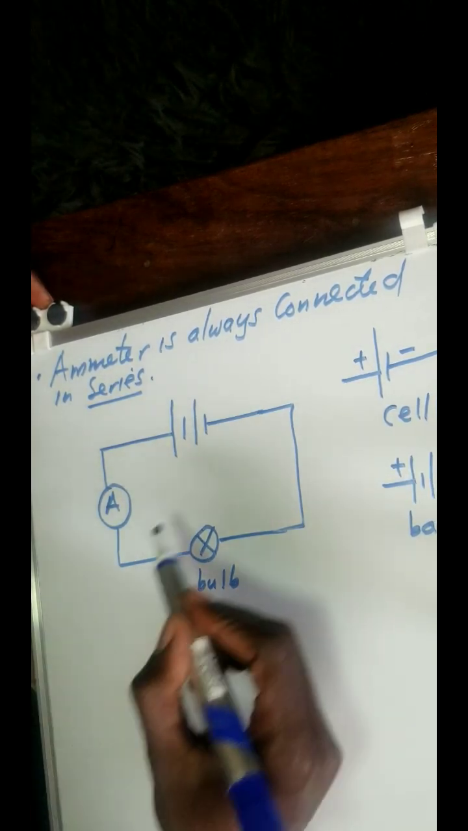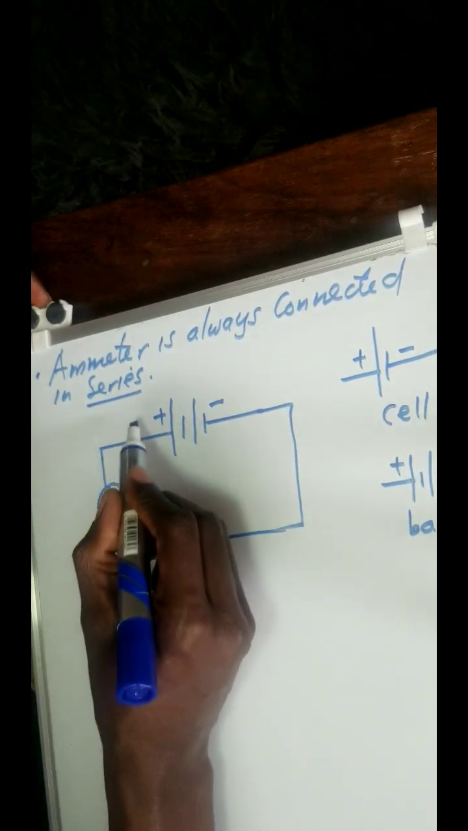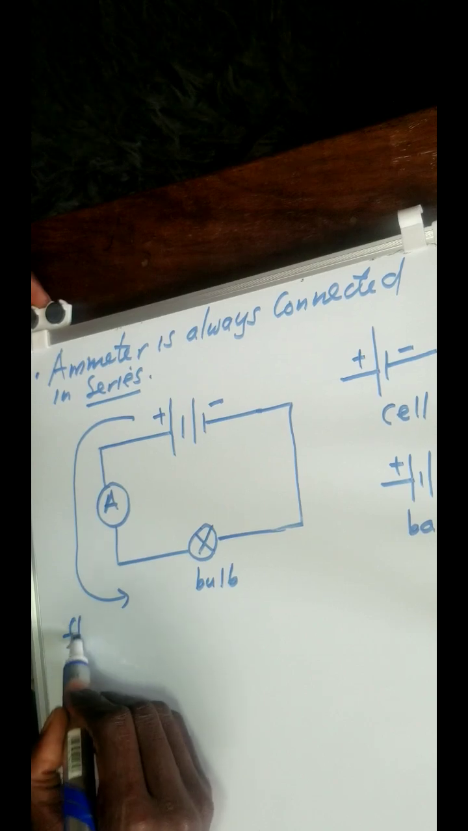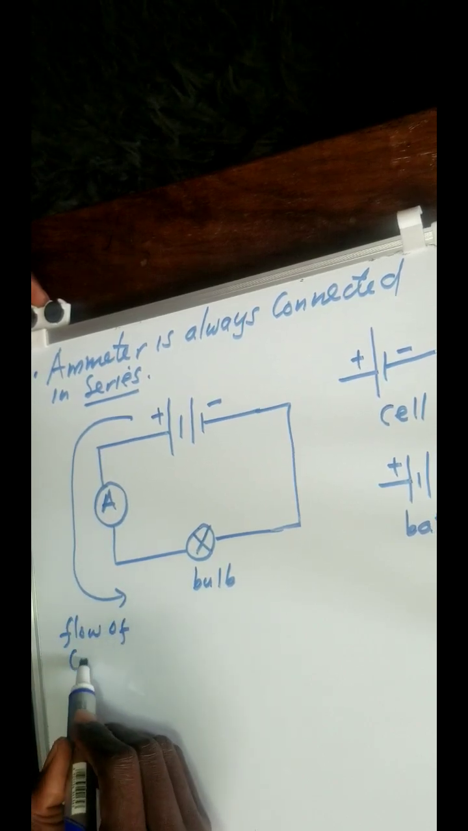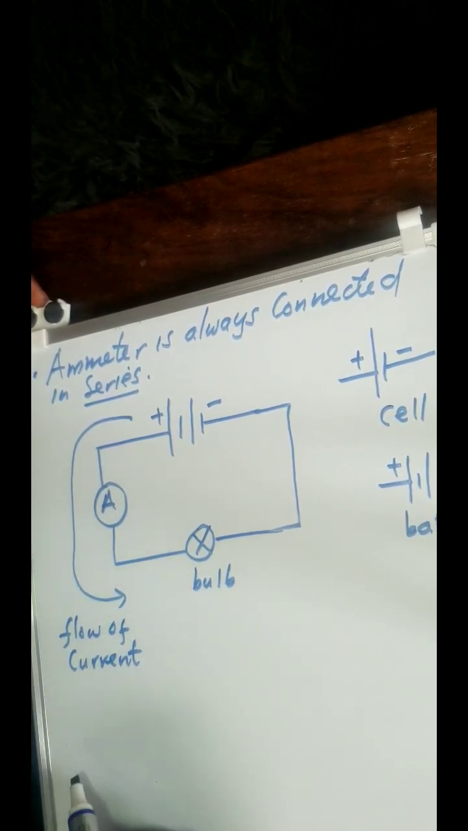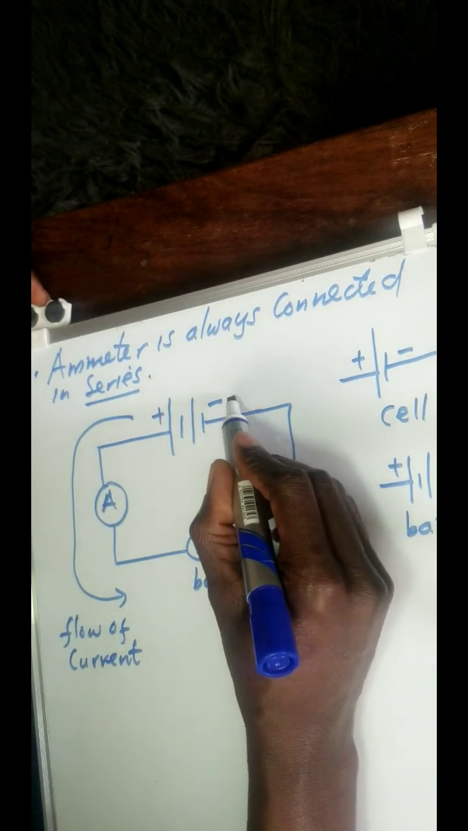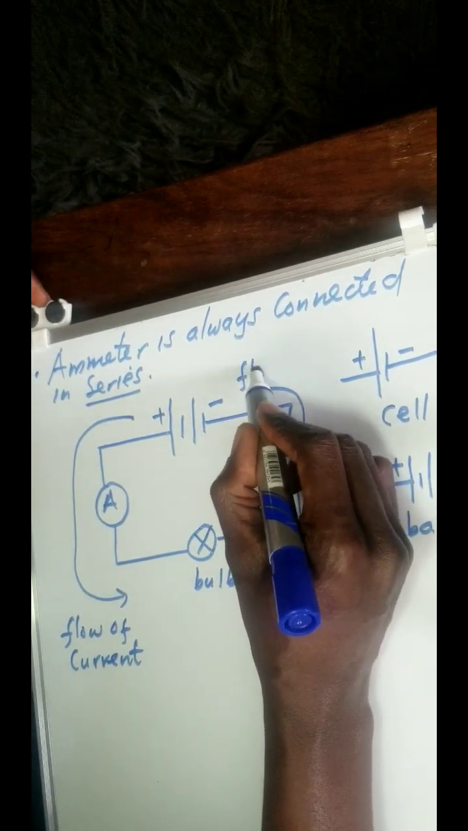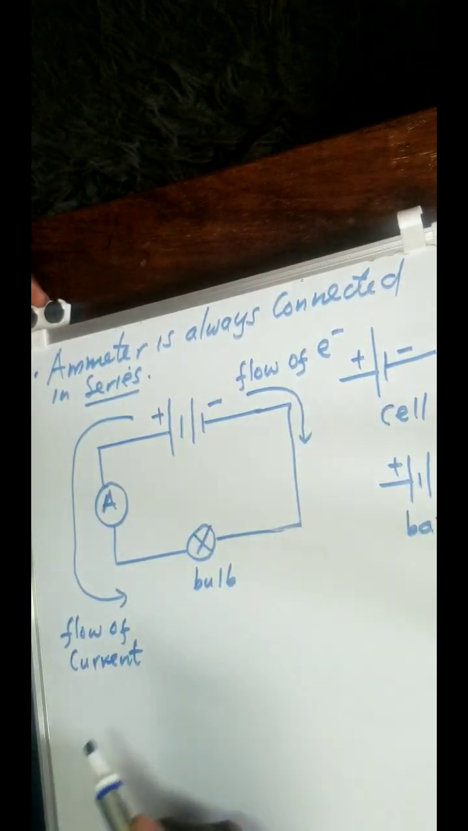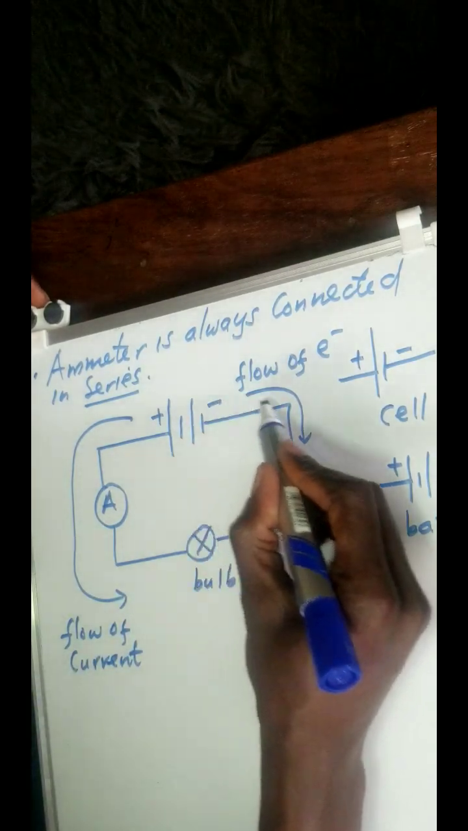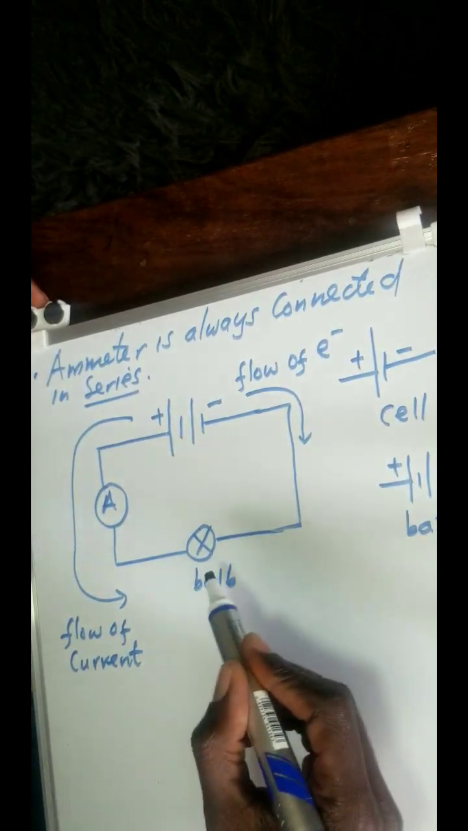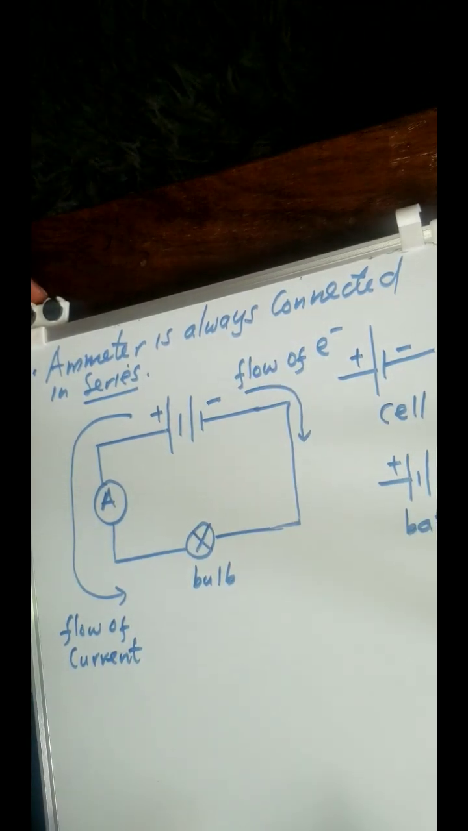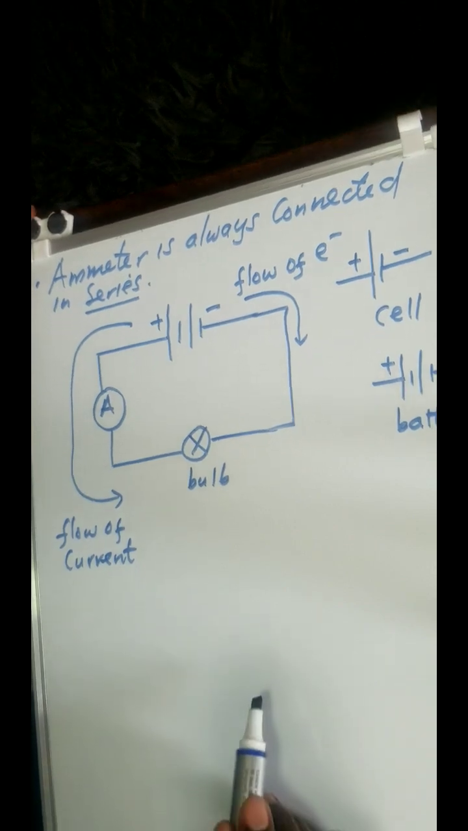According to what we know, electric current moves from positive to negative. So the flow indicating the flow of current, which we simply call conventional current, goes from positive to negative. From negative to positive, this indicates the flow of electrons, the flow of e minus. Electrons move from negative to positive. In fact, the flow of the conventional current is opposite to the flow of electrons. So that is what you need to remember.